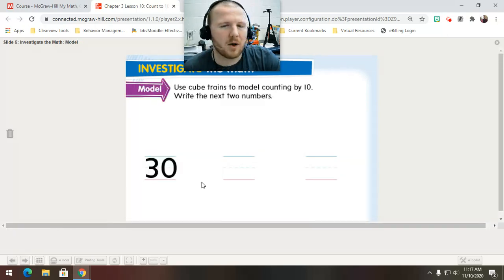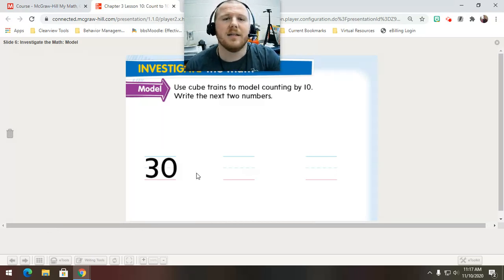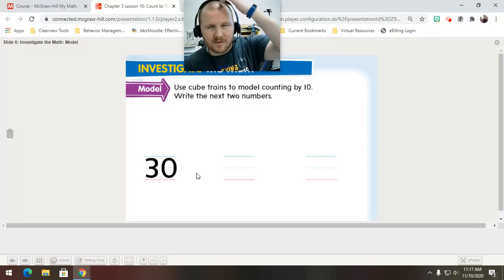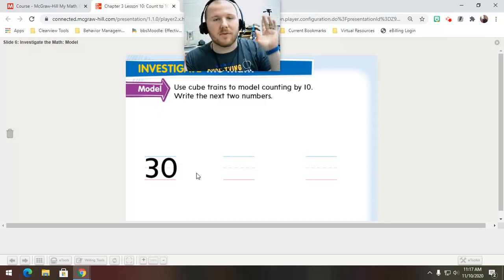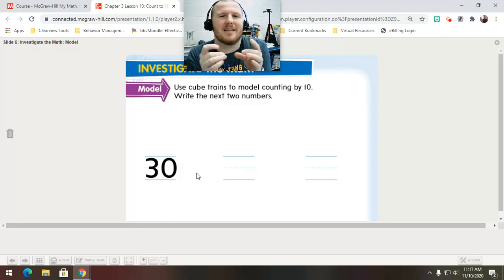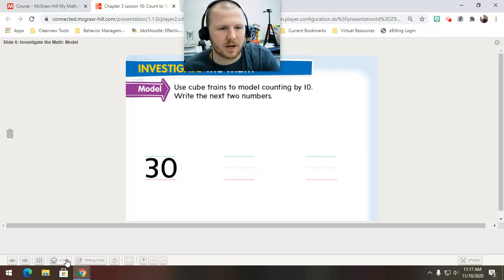Anyway, it says, how can you use objects to count to 100 by tens? Now, I was talking about using pennies. Did you know that a dollar has 100 pennies in it? Exactly. So we can do 100 of anything, but grouping them into tens helps us so that we can just count those groups and skip count. So I'm going to show you how to do that with these blocks.